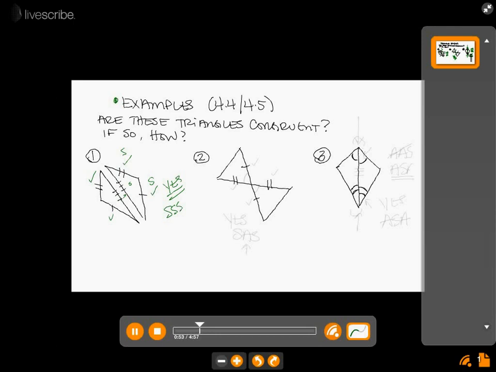Okay? That's what your homework's going to be similar to. You're going to have to tell me yes or no, are they congruent, and if they are, how? Example 2. Example 2 is a little different.